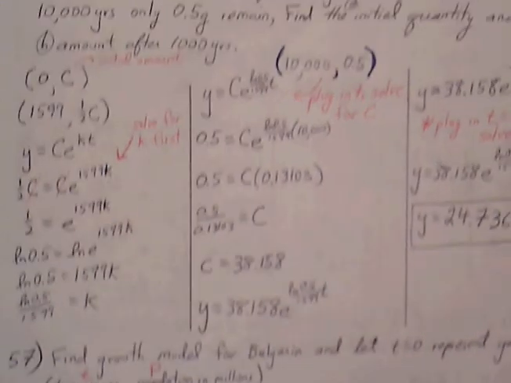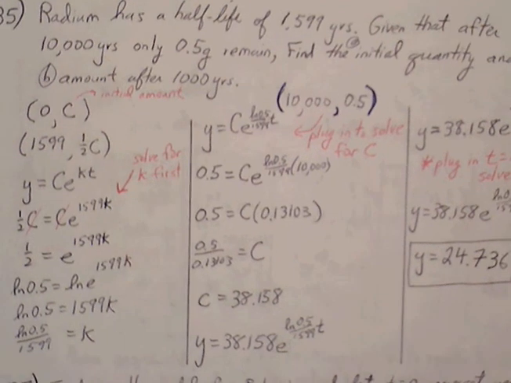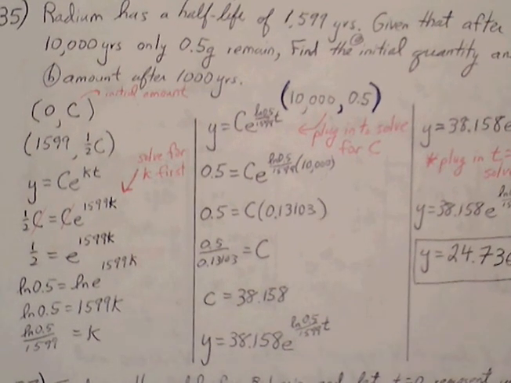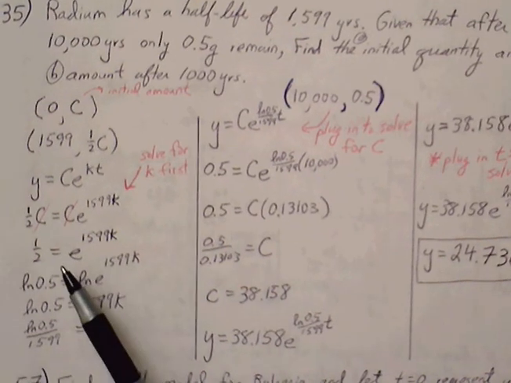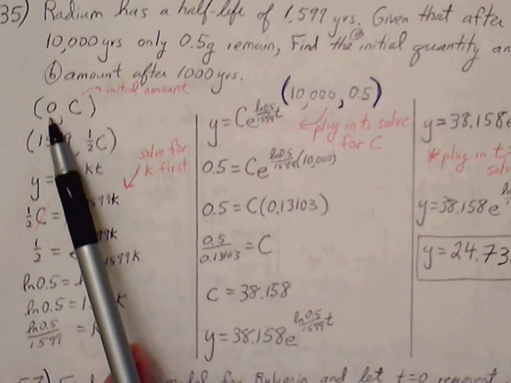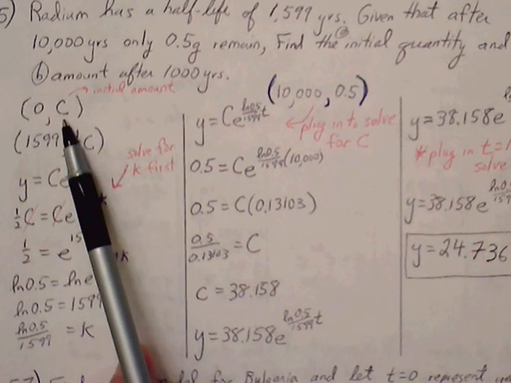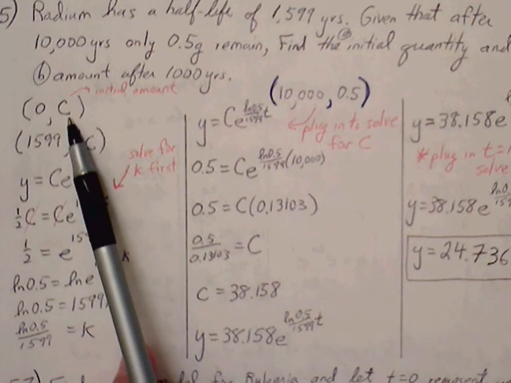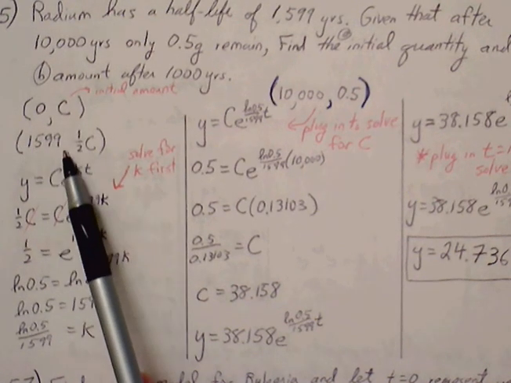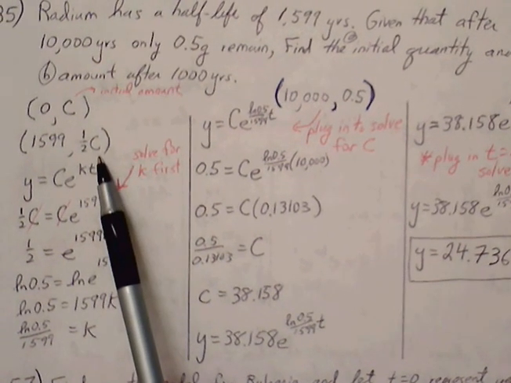Okay, let's see if we can get through one more problem here, number 35. Radium has a half-life of 1,599 years. Given that after 10,000 years, only 0.5 gram remain, find the initial quantity and the amount after 1,000 years. So the initial amount, we know, is at year 0, there's an initial amount of C. Okay, we don't know what that initial amount is, so I'm going to just use C to hold that information. After 1,599 years, only 1/2 of the initial amount will remain, so we'll represent that with 1/2 times C.